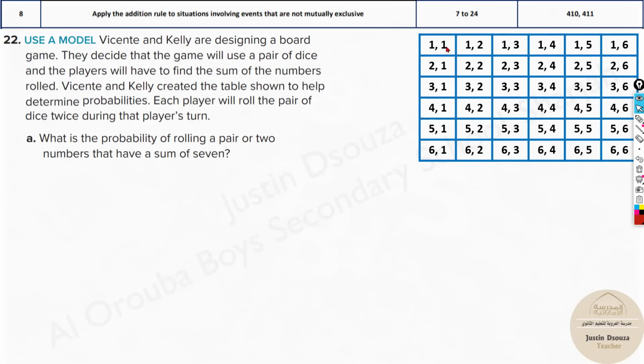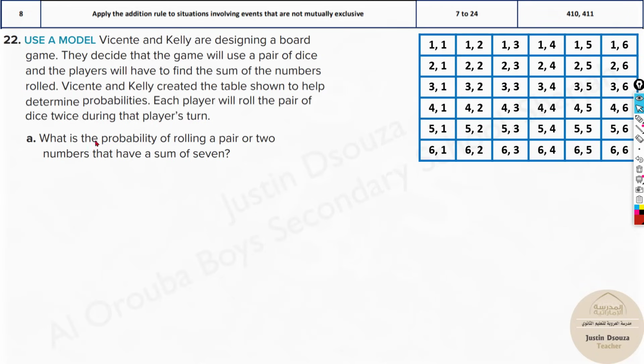So pair means same numbers, 1, 1, 2, 2, all that. Or it should be sum of 7. So when you add the two numbers, it must be 7. That can be 5 and 2, 6 and 1, 4 and 3, 3 and 4, 2 and 5, 1 and 6. But are they mutually exclusive? Yes, they are mutually exclusive because you can't get a pair, two same numbers, and the sum won't be an odd number. It can't be 7 or any odd number, right? So it must be an even number. So that's why this is mutually exclusive.